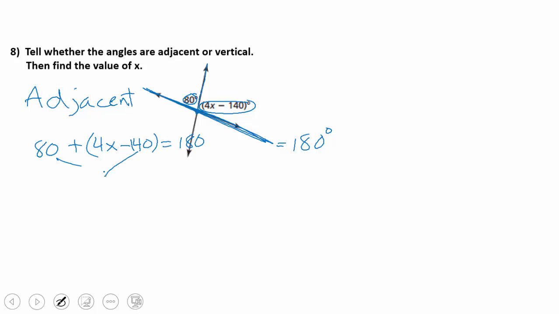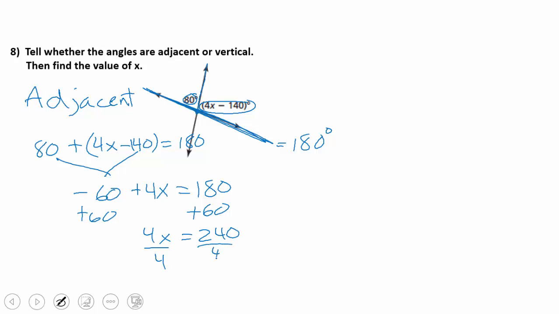Combining like terms, negative 140 and positive 80 is negative 60. And then we have the 4x, equals 180. Adding 60 to both sides, 4x now equals 240. Dividing by 4, x equals 60 degrees. So this x is 60, not the angle, the x. If I wanted to know what the angle was, 4 times 60 is 240, minus the 140 gives us 100 degrees for this angle.